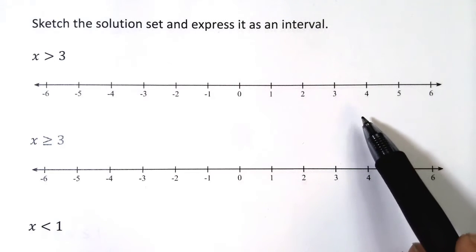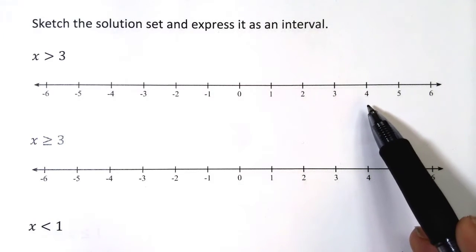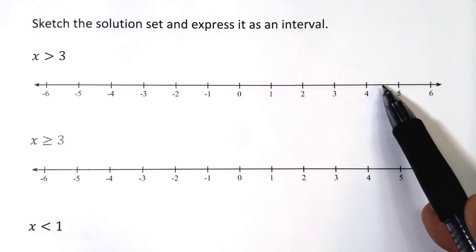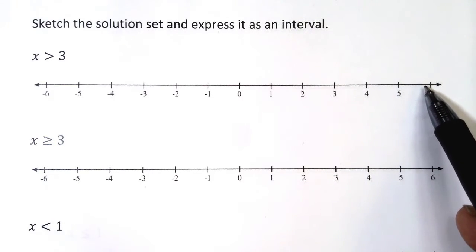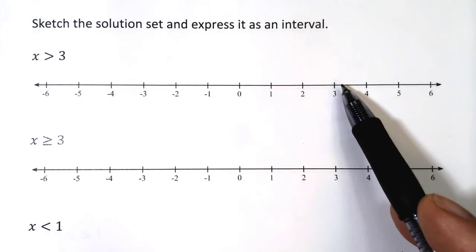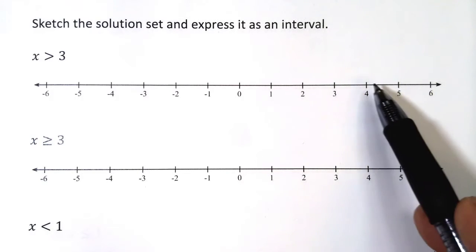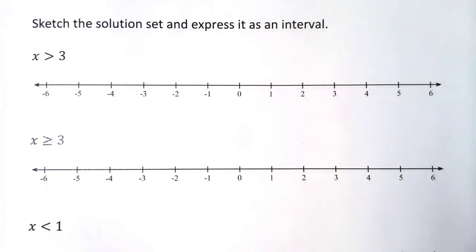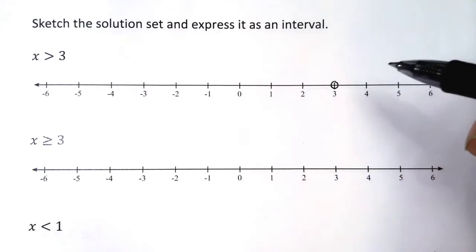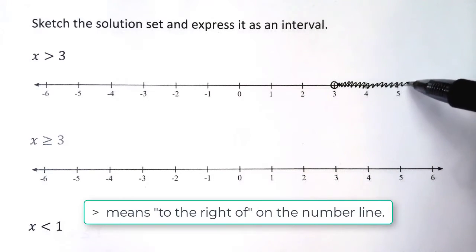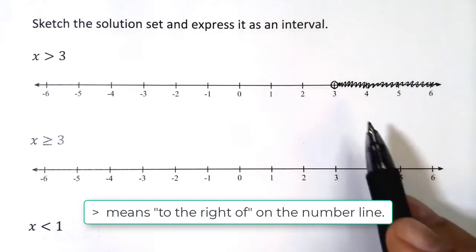And that is correct, but that wouldn't be a complete solution because there are numbers other than 4, 5, and 6. There's 4.5, there's 5.9, there's 3.14159, our favorite number, pi. There's lots of numbers in between the integers that are greater than 3. And so we have to sketch all of these. So we're going to start at 3, and we're going to include all those numbers that are greater than 3. So we're going to sketch that all the way to the right.